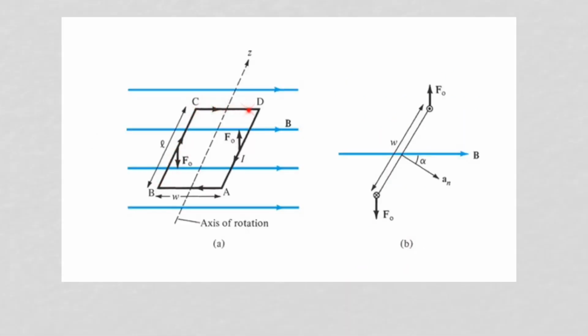Here we have a rectangular current loop, and it's constrained to rotate only along this dashed line here. Part B here is looking along the axis of rotation. So the axis of rotation is this point right here. The current flowing at you from D to A is this point right here, and the current flowing away from you along B to C is this point right here.